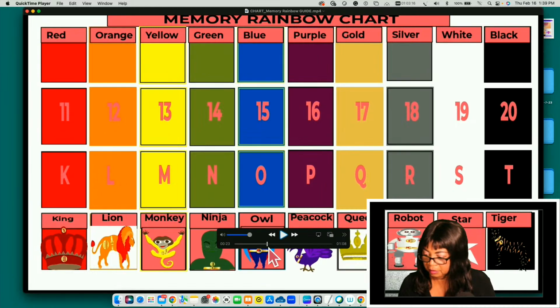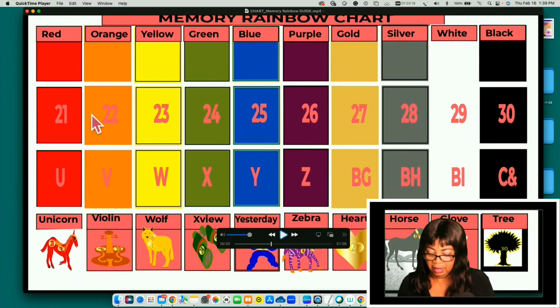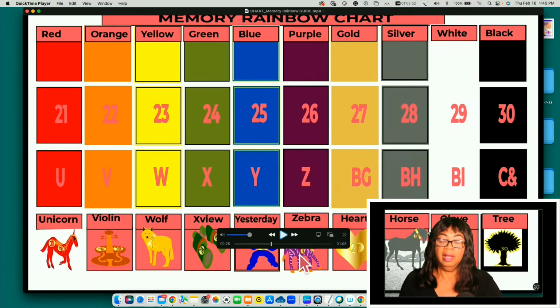Let me move over a little bit more. We have 21 is the unicorn, a red unicorn. And 22 represents the Victory Boys. They're like twin brothers, right? And this violin is part of their symbol. And over here you have 23 represents W, which is the yellow wolf. 24 is the X-ray, X-view, that can X-ray through buildings and people. 25 is the blue yeti. 26 is zebra, and that's a purple zebra.